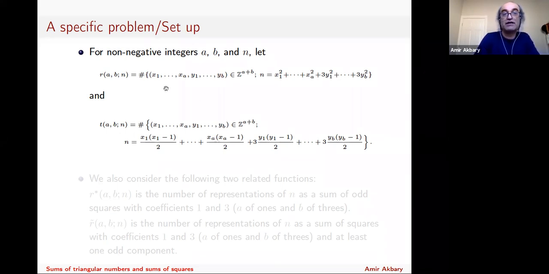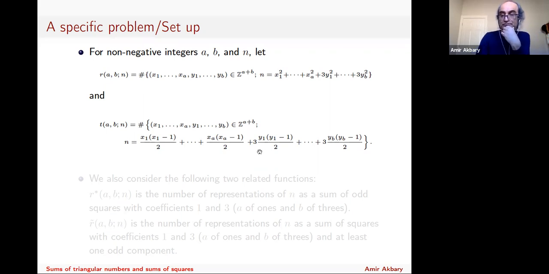So I'm going to consider the number of ways that we can write n as a sum of a squares plus the sum of 3 times b squares. We call this function R_{a,b}(n). And similarly, we consider T_{a,b}(n) as the number of ways that you can write n as a sum of a triangular numbers plus b of 3 times triangular numbers. There is a literature on this type of problem, and I'm going to refer to it later.